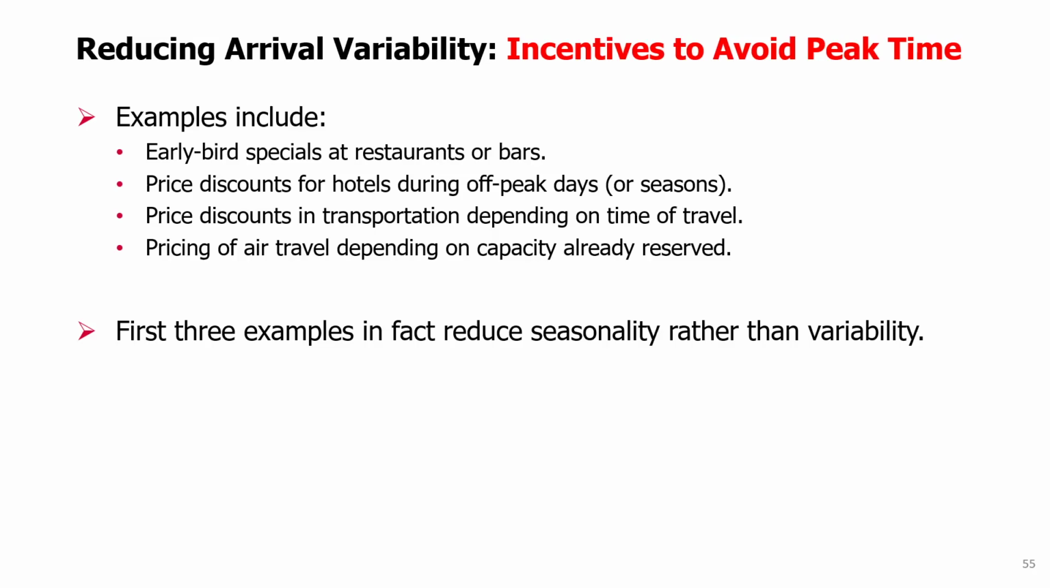Another way to reduce arrival variability is to provide incentives to avoid peak time. Examples would be early bird specials at restaurants or bars. Come early at 6, at 7 p.m., drinks are 20% off. Or in a restaurant, when we know there are times when people don't arrive early for lunch or dinner, we might offer incentives. We could offer price discounts in hotels during off-peak days or seasons. The same thing in public transportation.